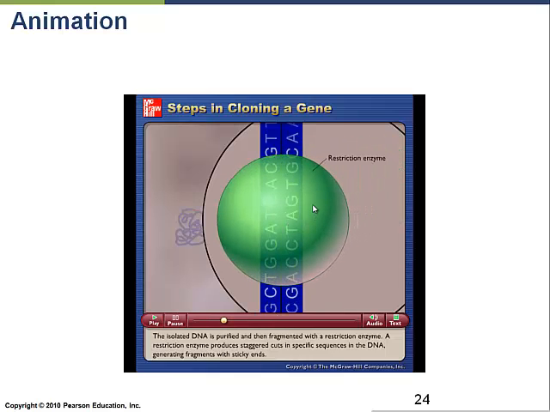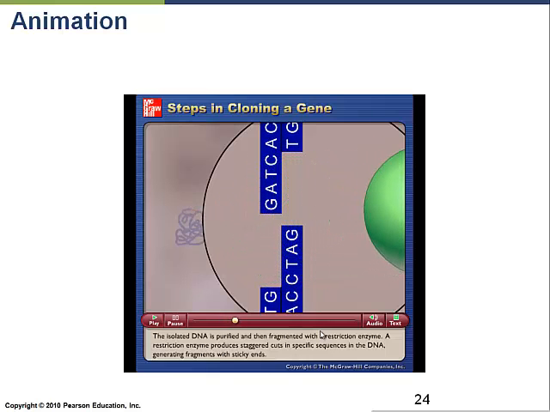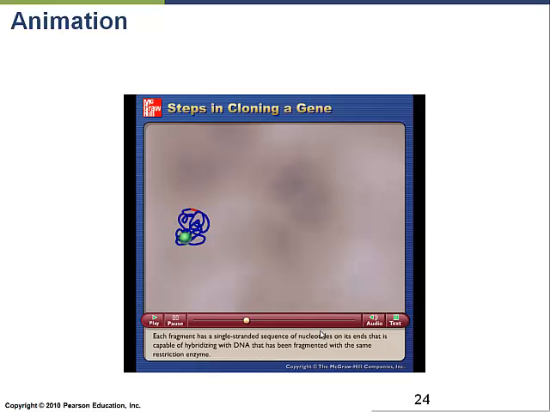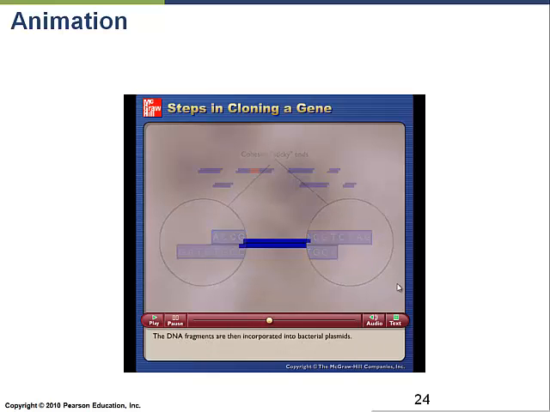Here's the restriction enzyme. It comes through and it cuts the DNA on either side of this gene, leaving sticky ends. There's one sticky end, and so they're highlighting the sticky ends there. And then the rest of the DNA is also cut up. So we have cut up the DNA, and here's the gene that we want. The next thing we're going to do is interesting. Each piece of DNA has sticky ends.